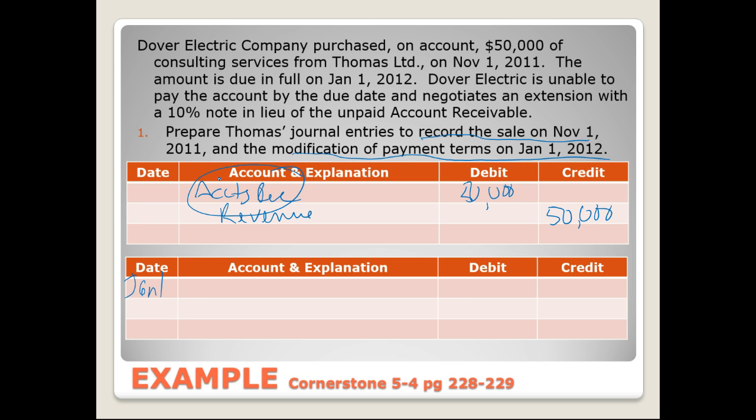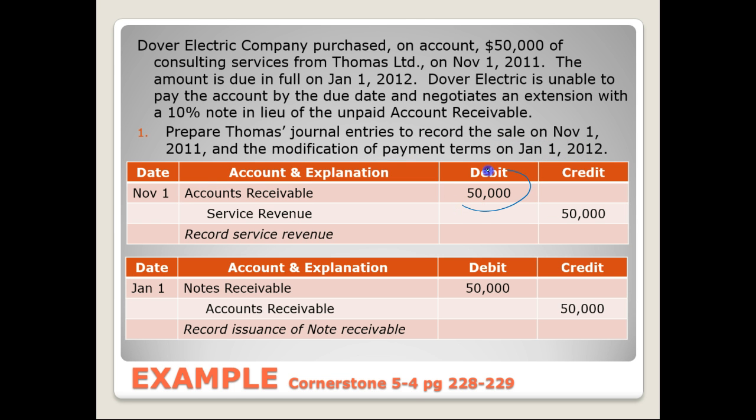We no longer want to have an accounts receivable of $50,000 because accounts receivable says it's usually due within 60 days. Well, Dover Electric was not able to pay within 60 days, so we need to clear the accounts receivable account by entering a credit of $50,000. And now we're going to add the notes receivable, which is an asset account, and so we're going to have a debit of $50,000. We've now issued a note receivable.